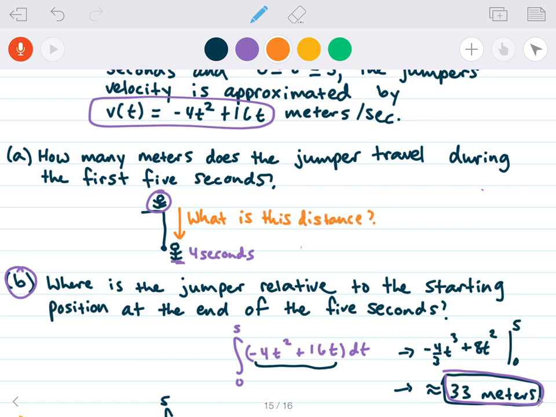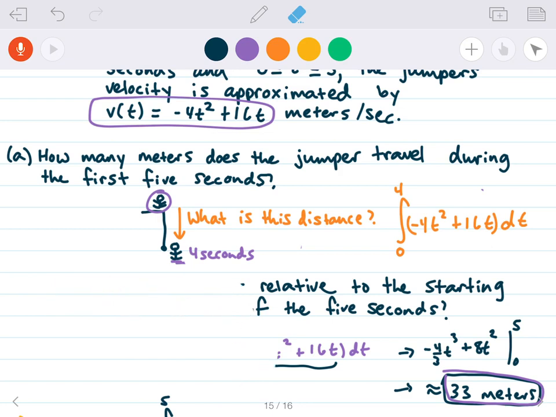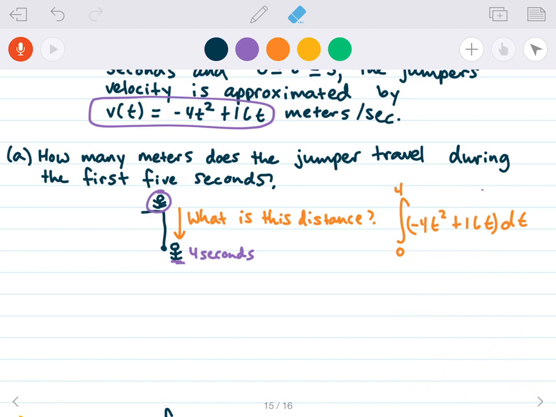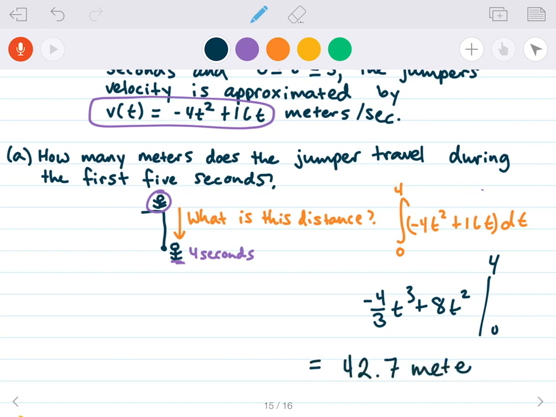And we can do that using our integral. This time we're starting at time equals 0 to time equals 4. We want to know what he's traveling. So we're integrating this velocity function. And I'm actually going to erase this so I have more room. All right, so we already took the antiderivative in part B. So what this is going to look like is we are doing negative 4/3 t cubed plus 8t squared from 0 to 4. And when I plug this in, I'm getting about 42.7 meters. All right, so let's put that in our back pocket. So let's write that down, actually.